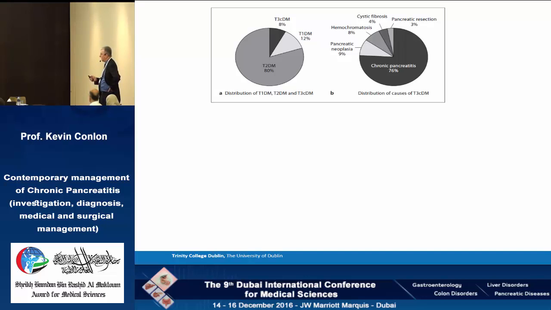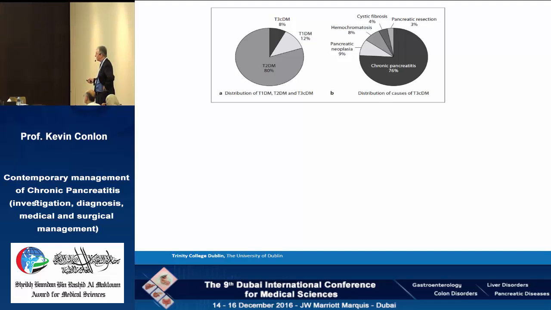Now again, for the students in the audience, if you look at a Western population like the Republic of Ireland or the United Kingdom, the distribution of diabetes is mainly type 2 because of our weight issues. Type 1 occurs in about 12%, and type 3 occurs in 8%. But if you look at type 3 and take that out, 76% of these patients, 3/4 of these patients, have chronic pancreatitis. So it is significant.